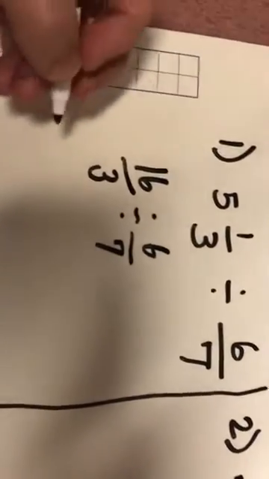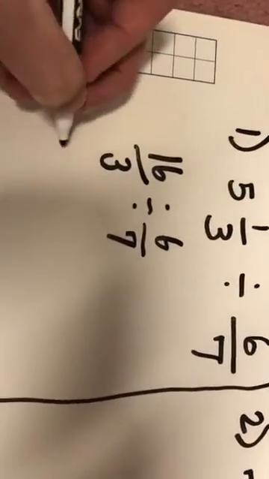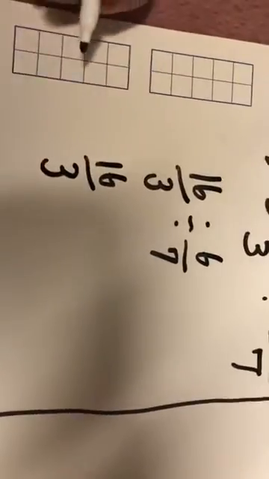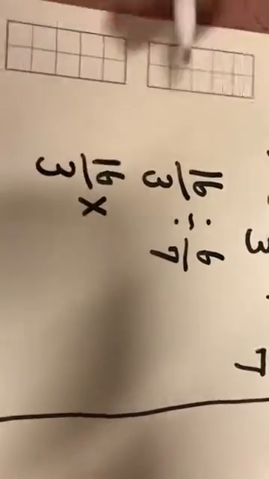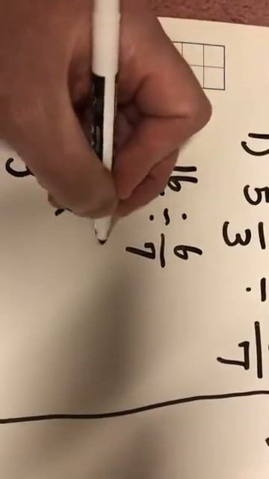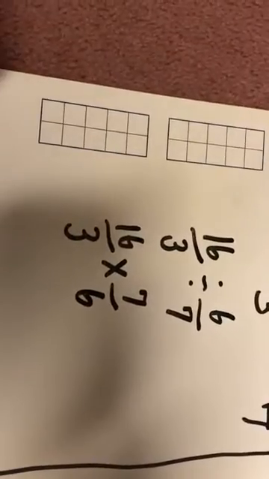Now, it tells me then that the division sign needs to become a multiplication sign. So my 16 over 3 is going to stay 16 over 3. The division is going to become a multiplication. And my 6 over 7 is going to become 7 over 6. That's what's going to happen.